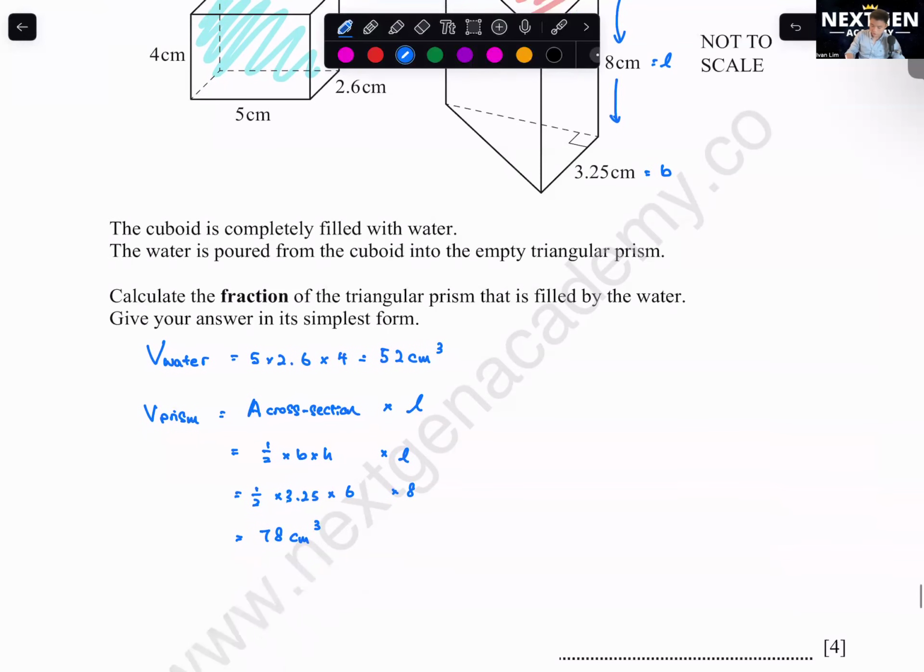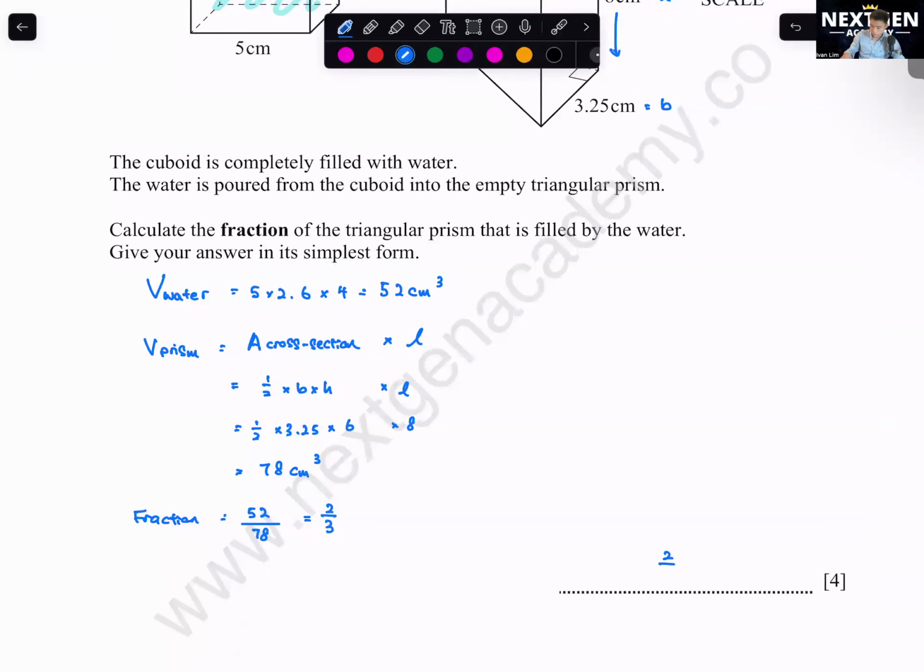Okay, then they say the fraction of the triangular prism that is filled by water. So fraction, the water has 52. The total is 78. So 52 divided by 78 will be equals to 2 over 3. This is a 4-mark question.